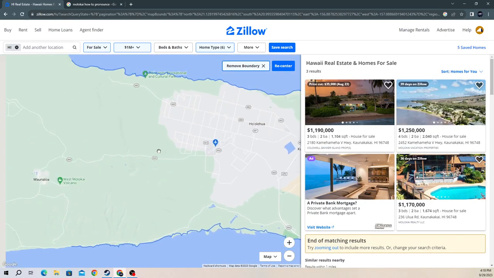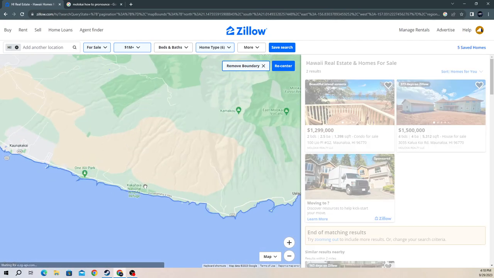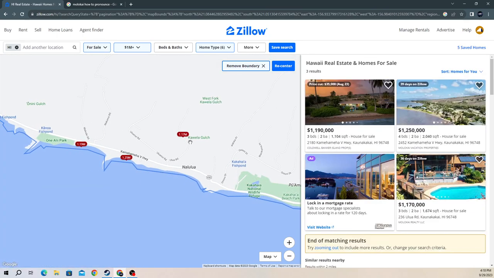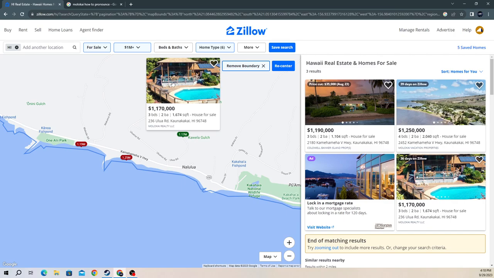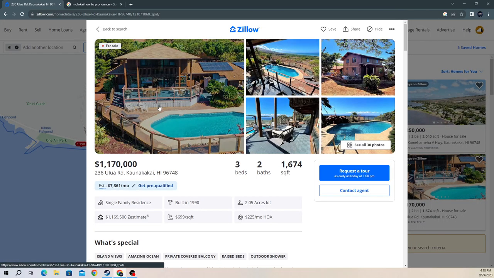Wait, how much are these ones? What's the most expensive one? Has to be the last. 150. Oh yeah, it's the most expensive, $1.5 million. So let's start with this one. This is not beachfront, which is surprising.